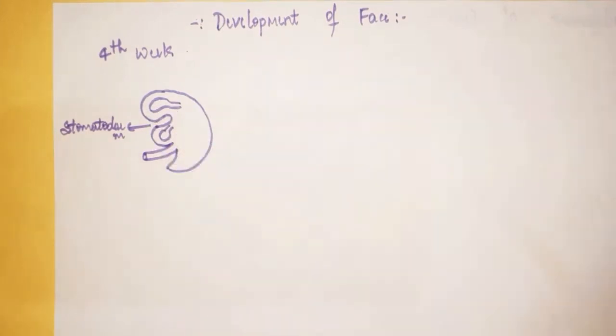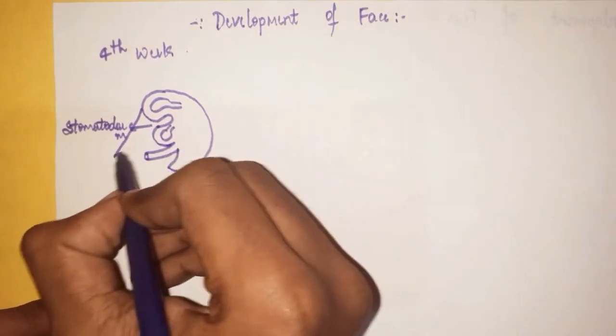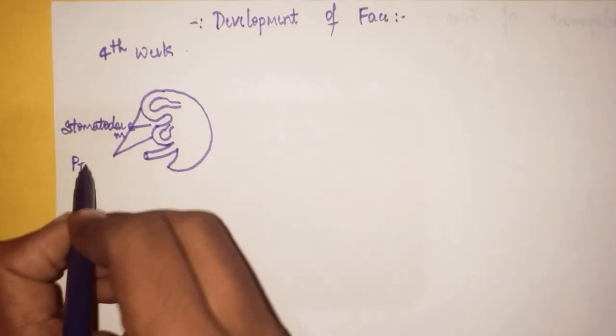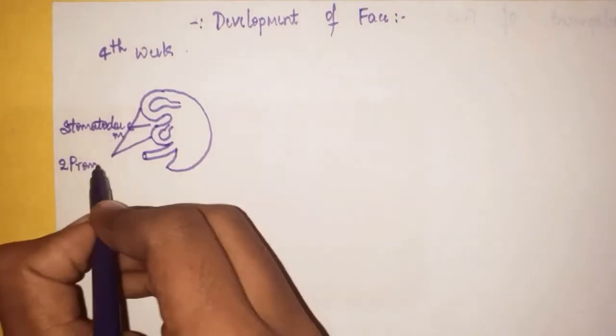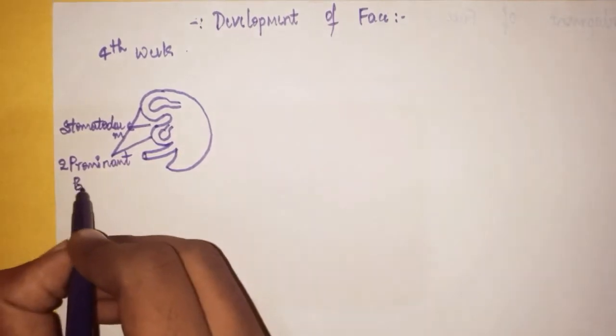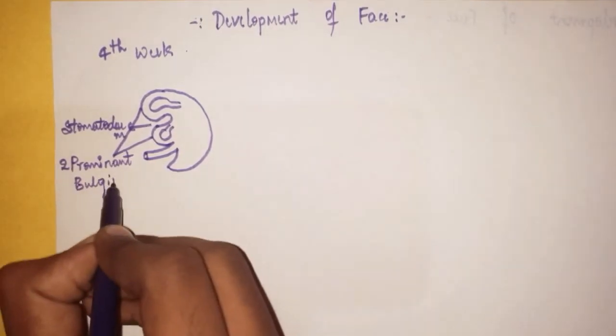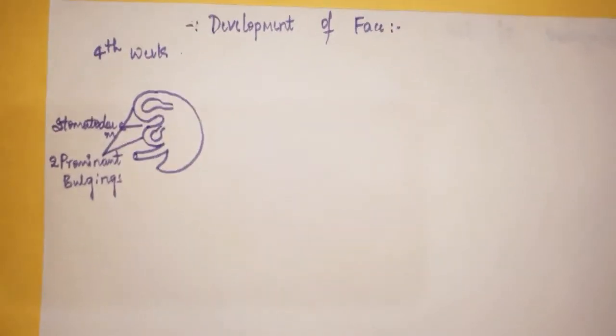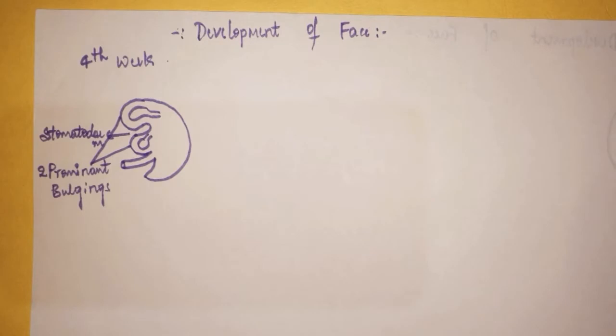This is the embryo at the fourth week of development. These two prominent bulgings you should know: one is due to the developing brain and another is due to the developing heart. This is the basic you should know. Now, the actual development of the face.